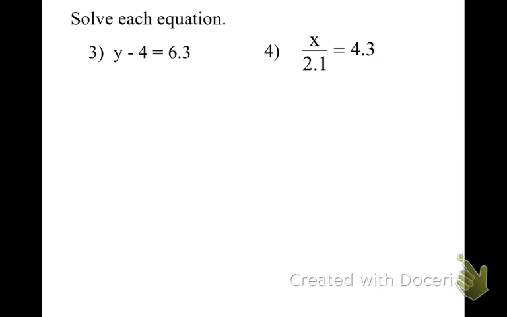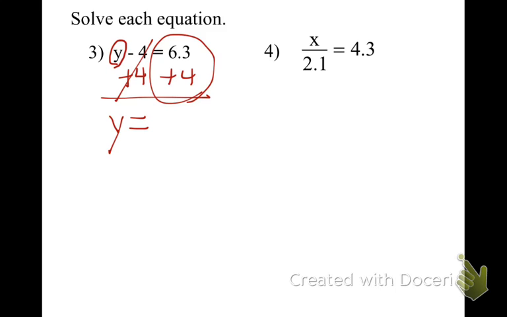Now taking a look at number 3. Once again, my goal, get my variable by itself. But what's next to it? That negative 4. Now what's the opposite of a negative? It's going to be a positive. Now positive what? 4. So we add 4 to both sides. My 4s cancel out. I'm left with just my y, which I'm looking for now.